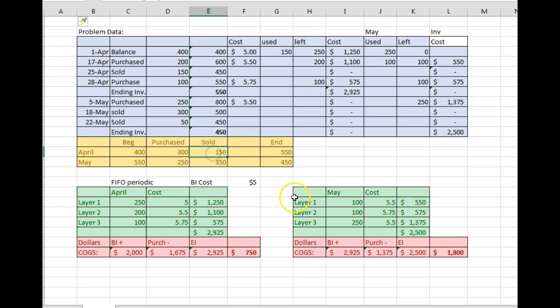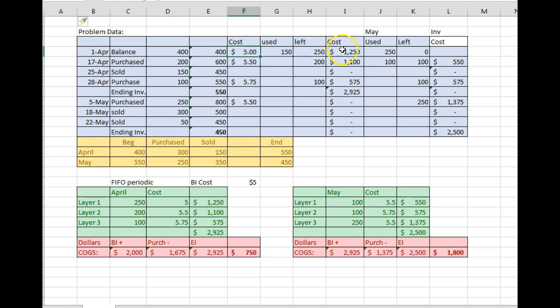They sold 150. Well, that means they're taking out their very first purchases. So we had a balance of 400 at $5, right? That means we take 150 of these, and they sold them. So we took 150 of the first product and sold it. How many are left? We've used 150, so there's 250 left.